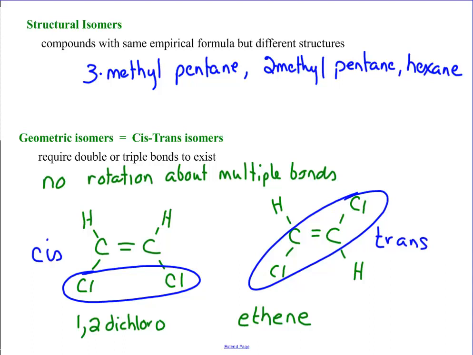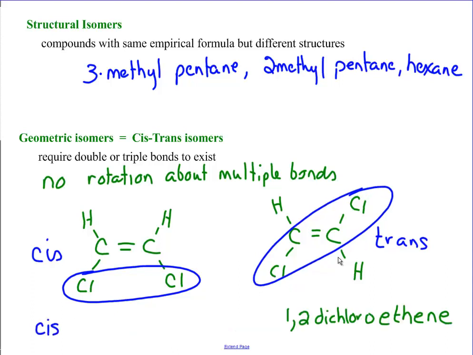So for the compound on the left, it's going to be cis-1,2-dichloroethene. For the compound on the right, it's going to be trans-1,2-dichloroethene. So when we're dealing with geometric isomers, they're the same structural formula, they're the same empirical formula, but they are different geometric isomers because of the positioning of those functional groups.